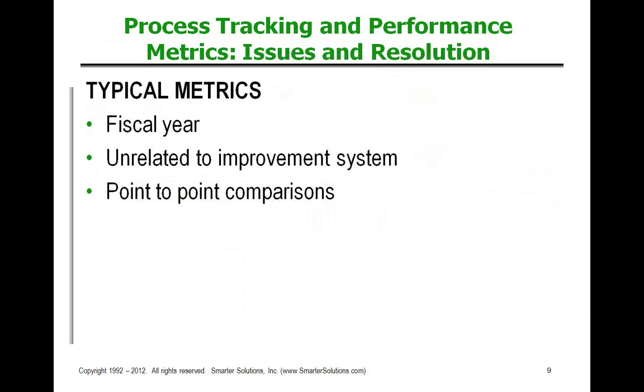If we look at typical metrics, the kind we've just been talking about here, often we'll have metrics that are based upon the fiscal year. Also, they're not related to the improvement system. What else can happen? They make point-to-point comparisons. So we might be comparing last quarter to this quarter and maybe what happened a year ago. But is that the right thing to do?